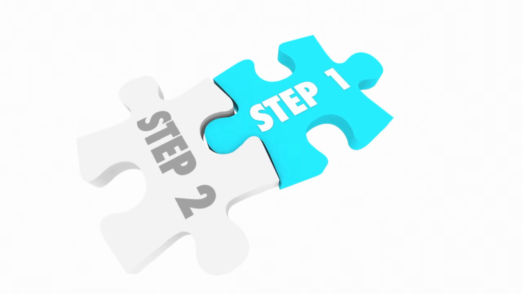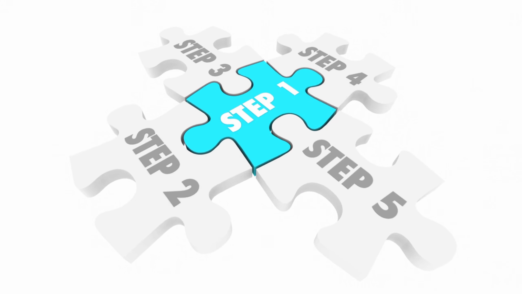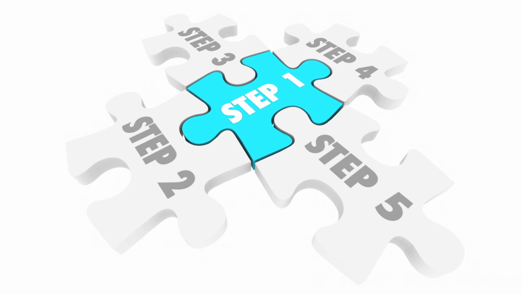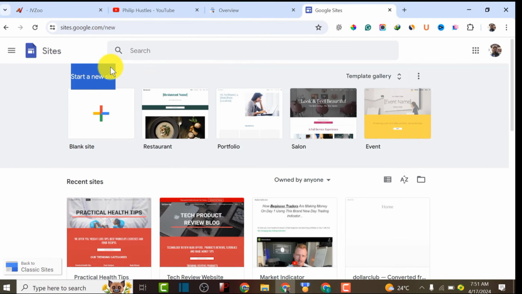So in today's video, I'll be showing you exactly how you can promote affiliate marketing products without needing to have a website, or without needing to do a lot of hard work. The website we are going to be using today is called Google Sites. Google Sites allows you to create a website and be able to rank very well on Google.